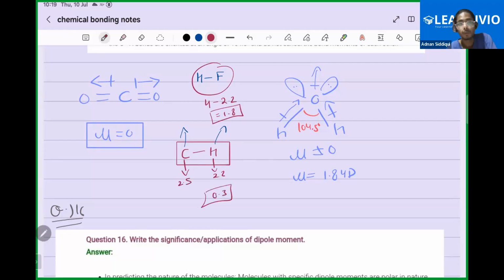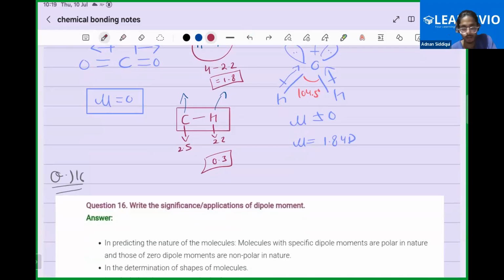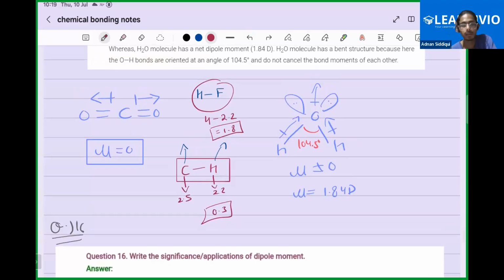Only those bonds will be polar where the difference in electronegativity is more than 0.5, right? So this bond is not polar, although they consist of different electronegative elements. Is this clear? Only those molecules where the electronegativity difference is more than 0.5, we will call them polar. So back to our question, why is CO2 non-polar? Why is the dipole moment zero?